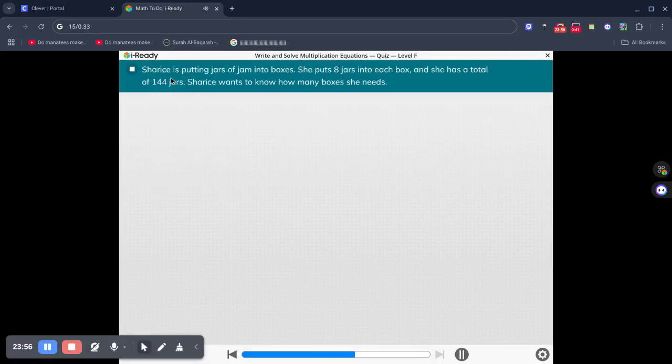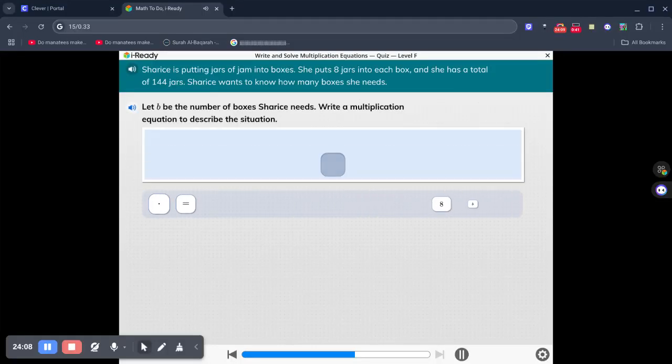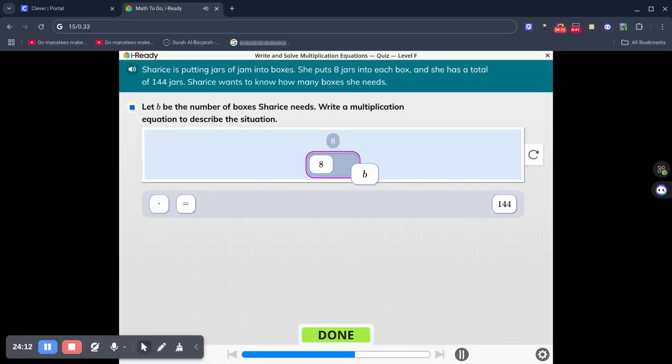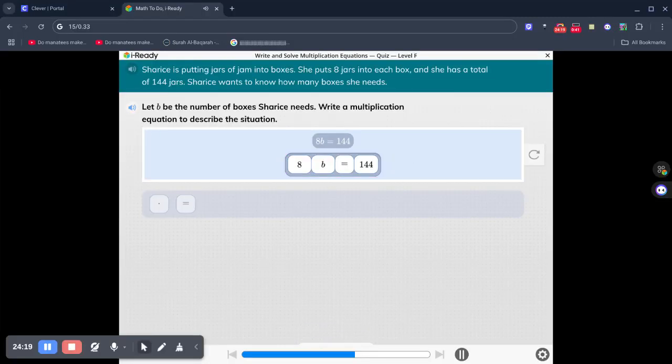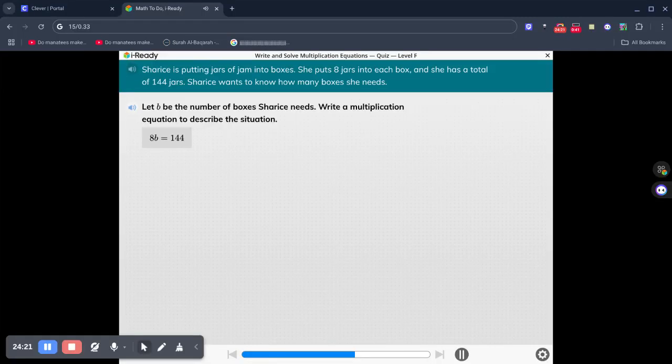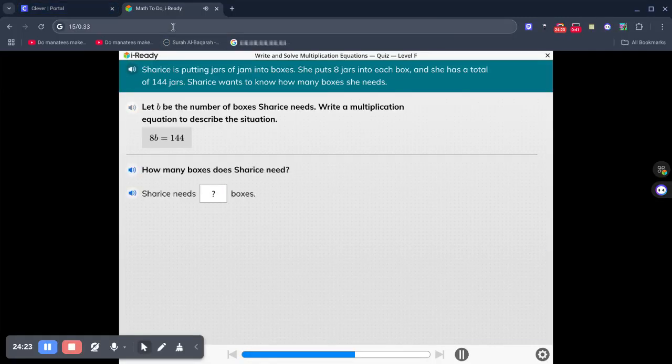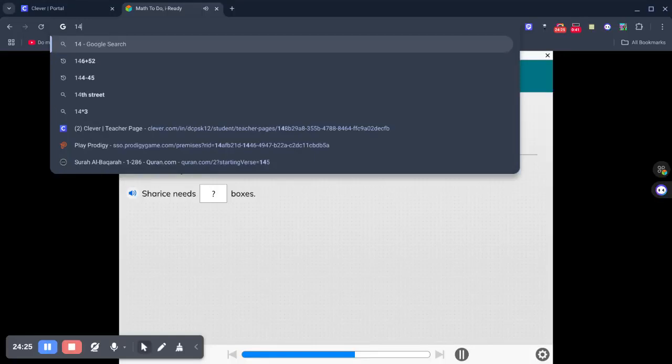Charisse is putting jars of jam into boxes. She puts 8 jars into each box, and she has a total of 144 jars. Charisse wants to know how many boxes she needs. Let B be the number of boxes Charisse needs. Write a multiplication equation to describe the situation. How many boxes does Charisse need?